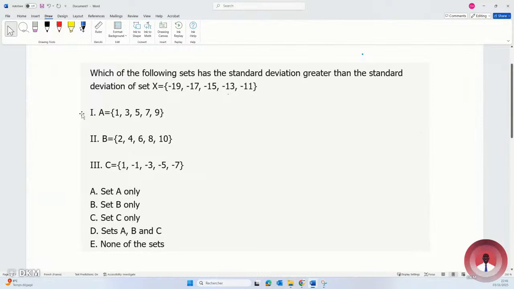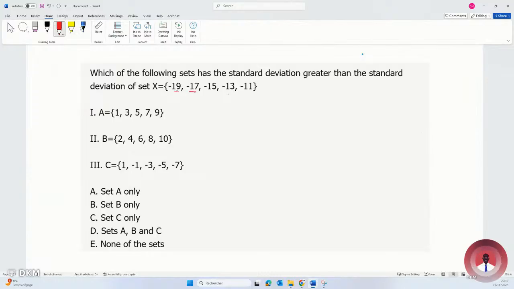So here the question says, which of the following sets has the standard deviation greater than the standard deviation of set X? I think here we might not even need to use the formula for the standard deviation, because when we look at this, we have a pattern here.